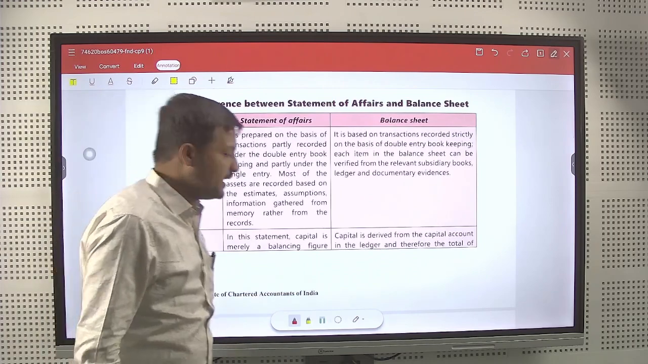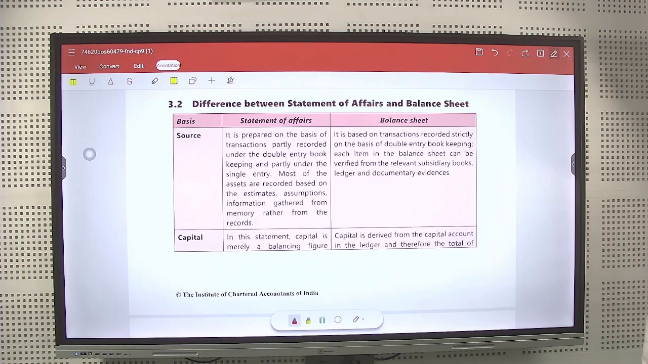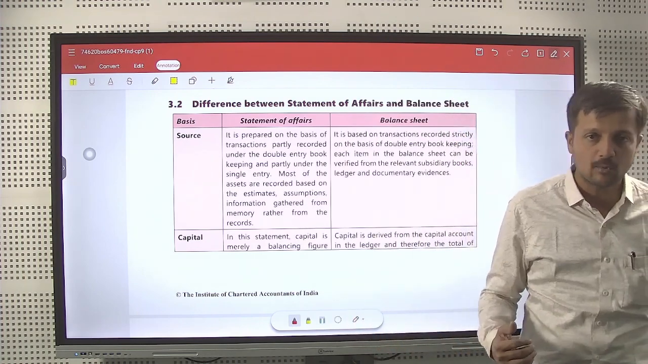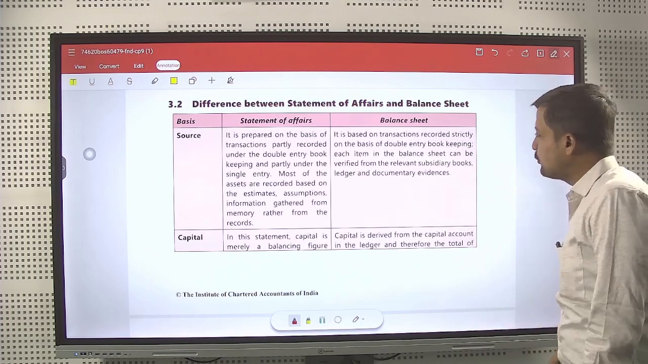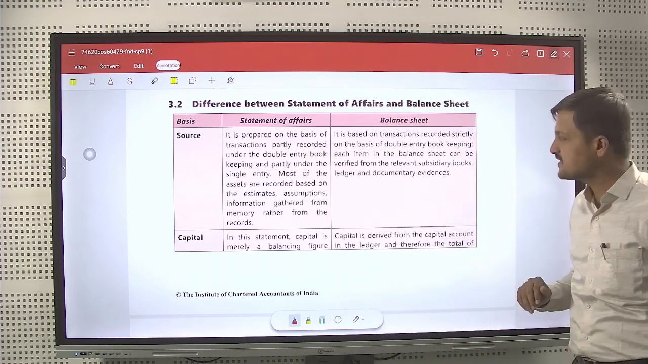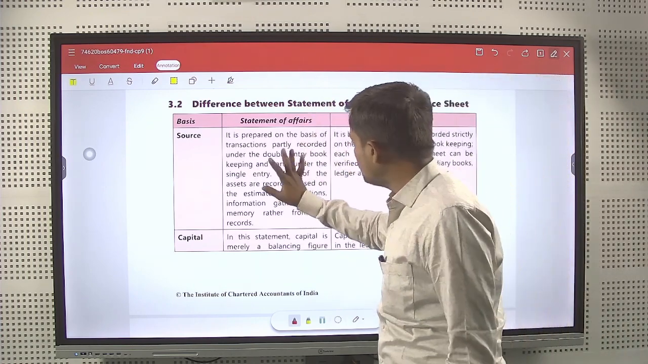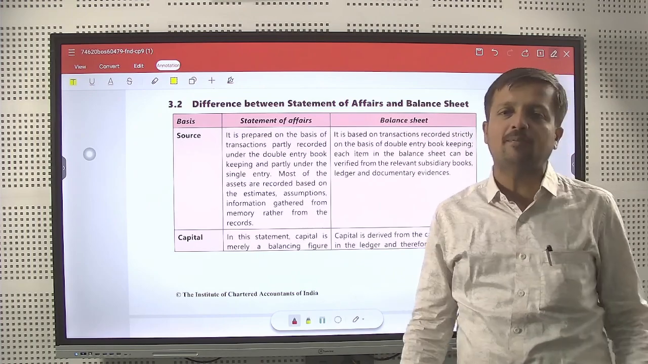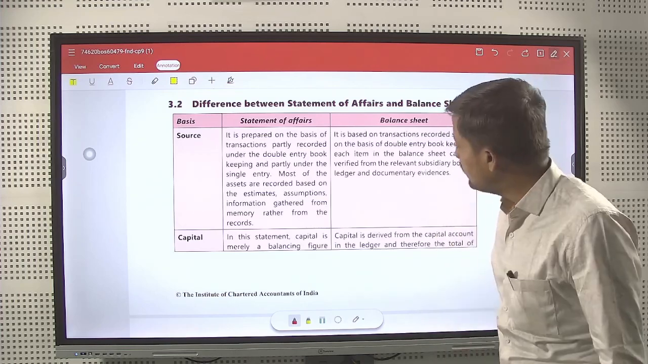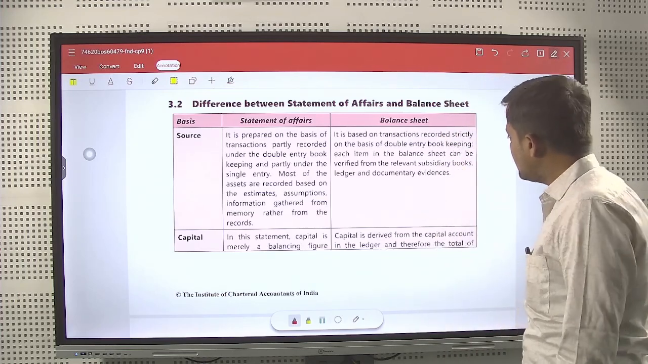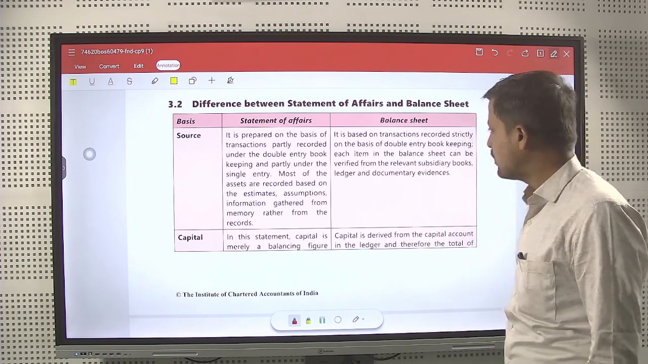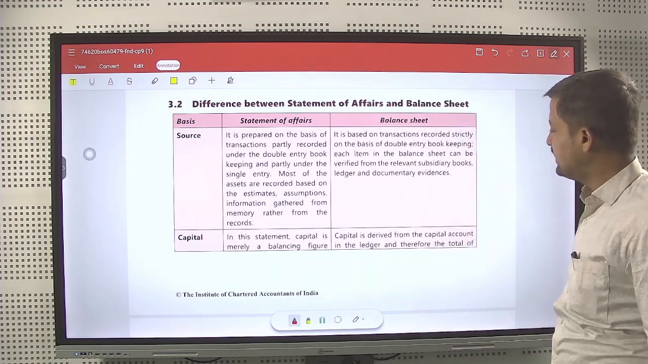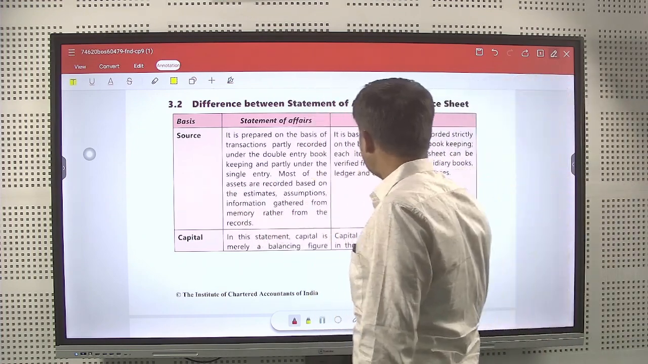Next. Difference between, now I said statement of affairs is like a balance sheet, but it is not a balance sheet, that we need to understand. So let's see what are the differences between a statement of affairs and a balance sheet. See, the statement of affairs is based on estimated value of liabilities. We don't know what is the actual value of liabilities. We just estimate them. Whereas the balance sheet is based on the actual records. It is based on the transactions recorded strictly on the basis of double entry. That's why these are based on estimates and this is based on records.